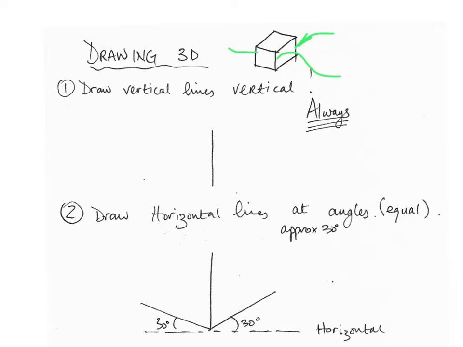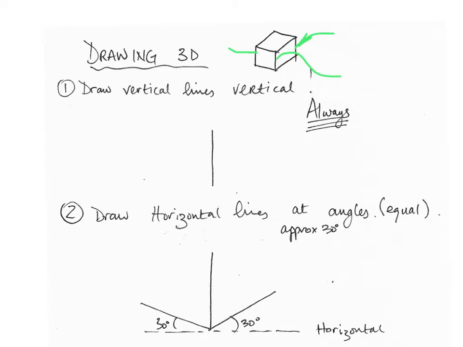The parts of the window frame, the edges and the dividers in the middle, they would all be vertical. So you always draw them vertical, and sometimes when you're trying to draw it, you'll think, no, that can't be vertical, but if you draw it vertical, it will look correct.